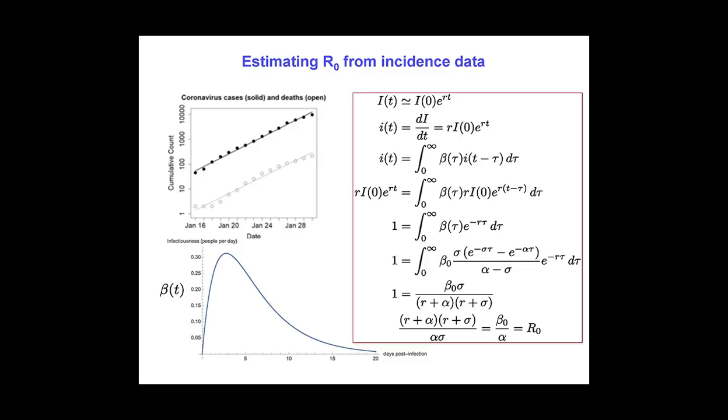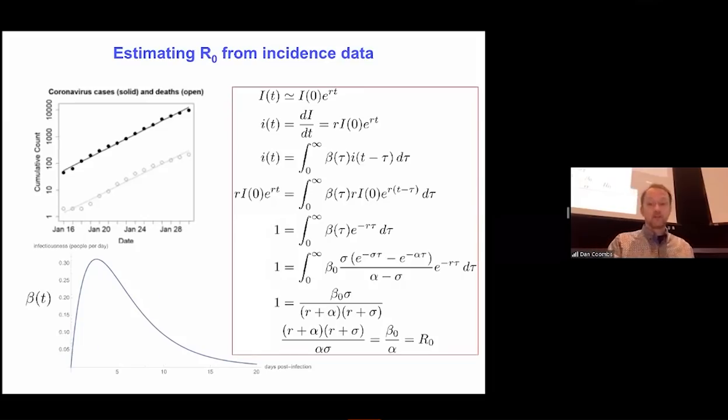Okay, and that allows me then to solve for my R0 in terms of little r, which is the growth rate that I observe in the incidence data, and two other parameters, which are the length of the exposed period and the length of the infectious period. Okay, that's fairly simple to do.